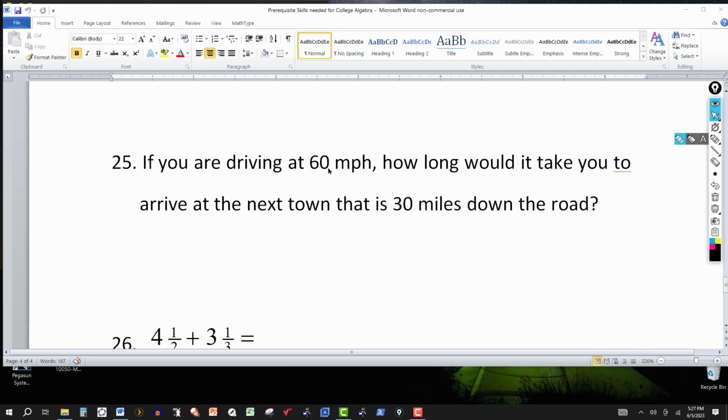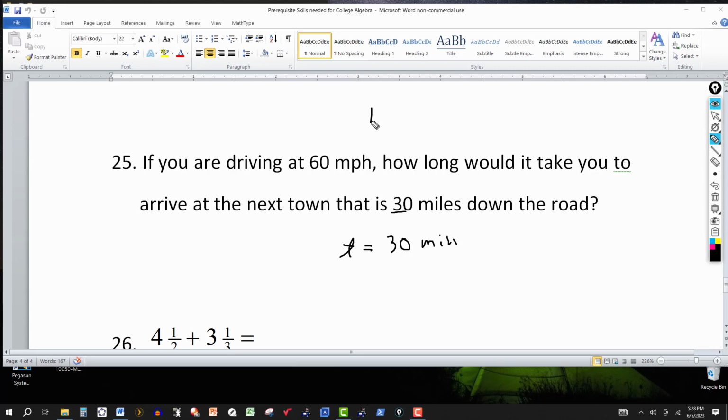If you are driving at 60 miles per hour, how long would it take you to arrive at the next town that is 30 miles down the road? You could use the formula here, but this one is just to test your common sense. Going 60 miles per hour, in 1 hour, if you keep at that constant speed, you go 60 miles. Thirty miles is half the distance, so half the time: 30 minutes, or half an hour.